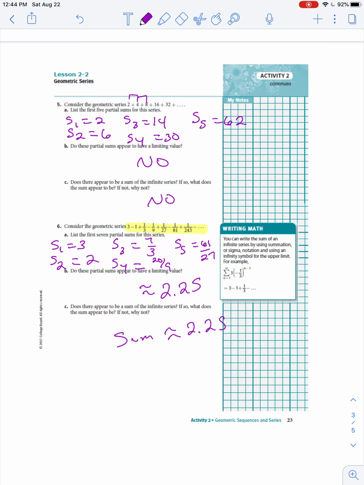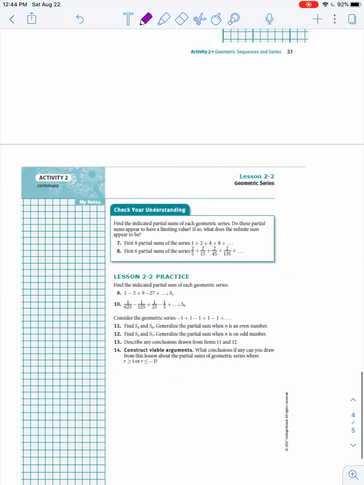Okay, so there's a difference between the sequence in 5 and the sequence in 6. So you just kind of get used to how they look.